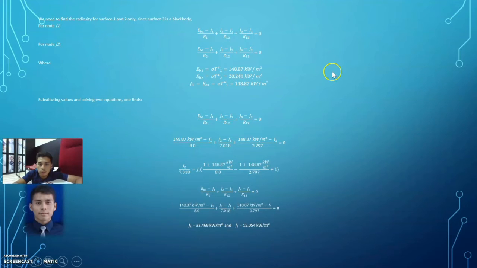Here we have 20.241 kilowatt per meter squared. So we substitute the value into the equation. This is for the first equation for the knot J1, and this is for the second equation for J2. After we substitute, we got for the knot J1, 33.469 kilowatt per meter squared, and for J2 we have 15.054 kilowatt per meter squared.